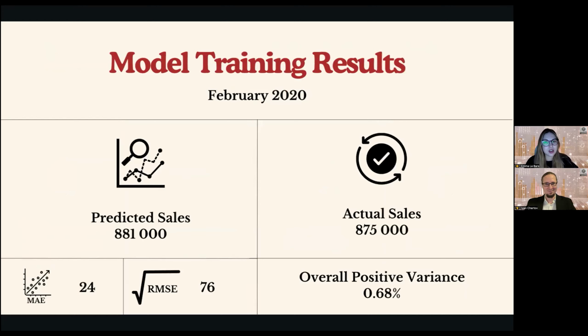So here is the result of the training model for the month of February 2020. Our model predicted 881,000 units sold, while the actual sales were 875,000. Overall, we are slightly over-predicting by 0.68%, but we feel like this is a very strong model that had very good predicting capability and made an almost exact prediction of how many units will be sold in February 2020.